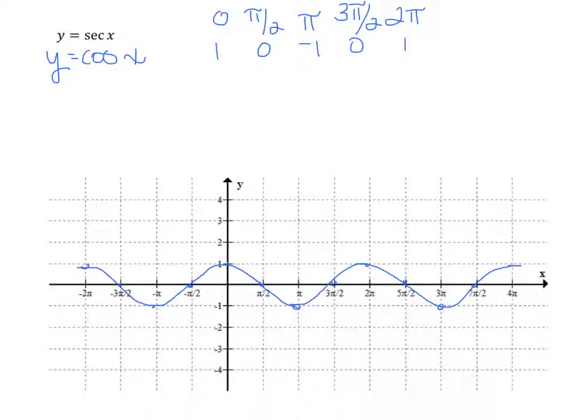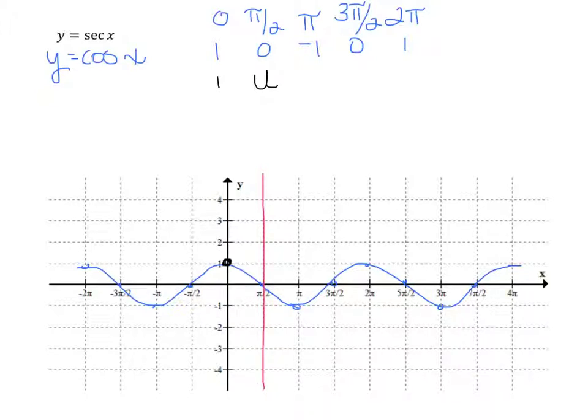Now, when we start to plot secant, we need to start thinking reciprocal of cosine. Well, the reciprocal of cosine, that's simple enough, that's 1. The reciprocal of 0 is 1 over 0, which we know is undefined. And what happens when things are undefined? We get an asymptote.